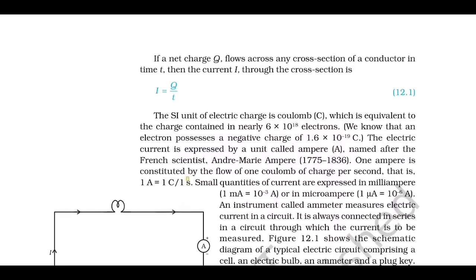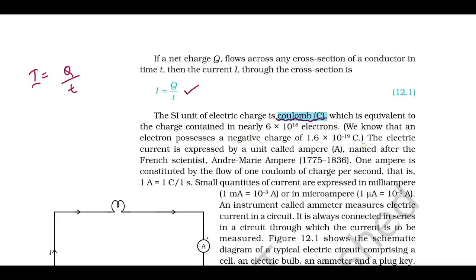On the next page, we have the important definition, the current. The current is defined as the flow of charges per unit time. So the important formula here is I equals Q by T. Make a note of this formula. The current I equals Q by T. And the SI unit of electric charge can be asked in an MCQ or 1 mark question: what is the SI unit of electric charge? The SI unit of electric charge is Coulomb.